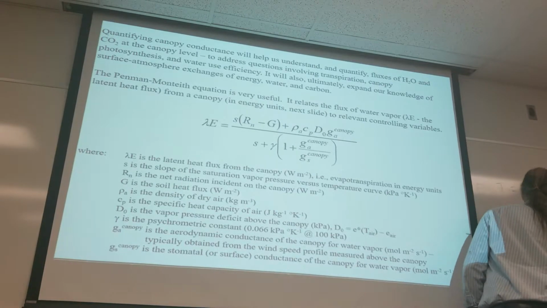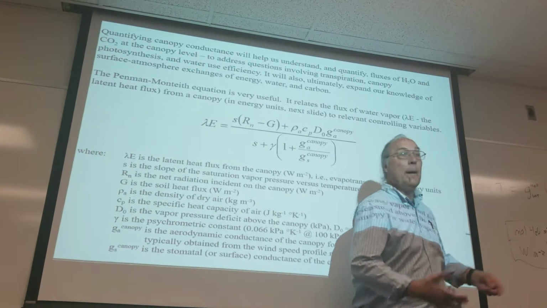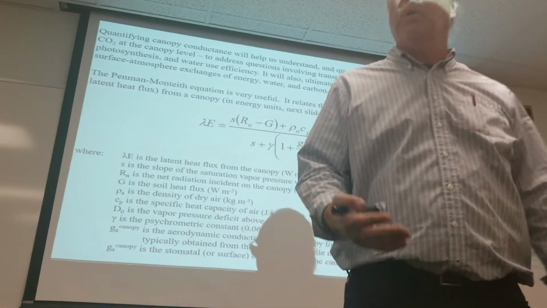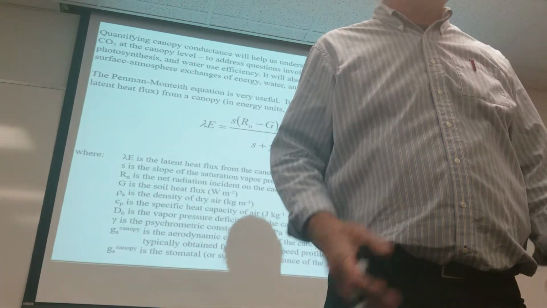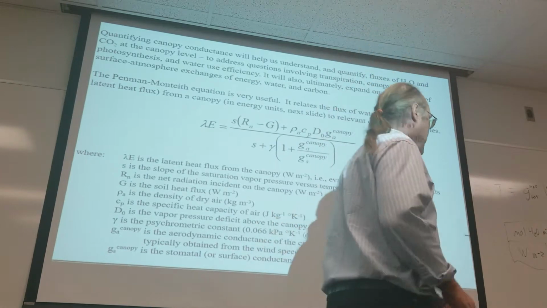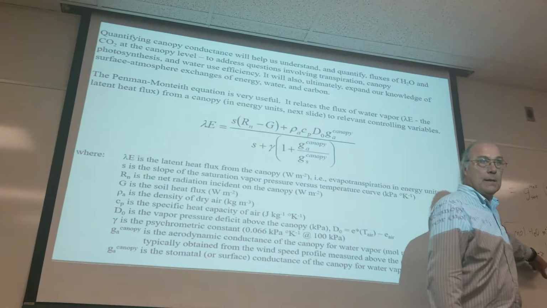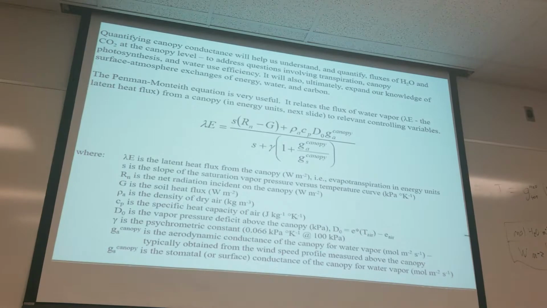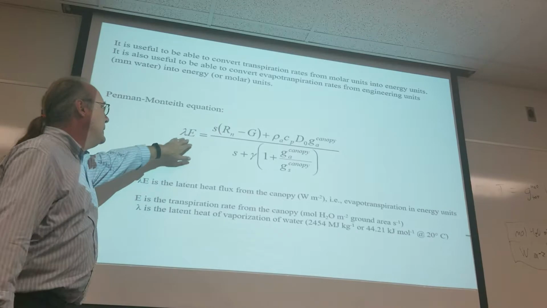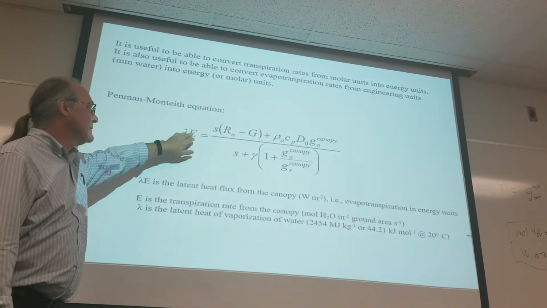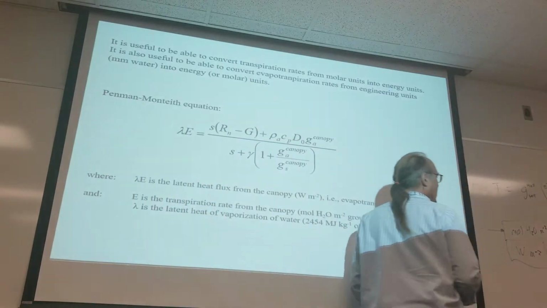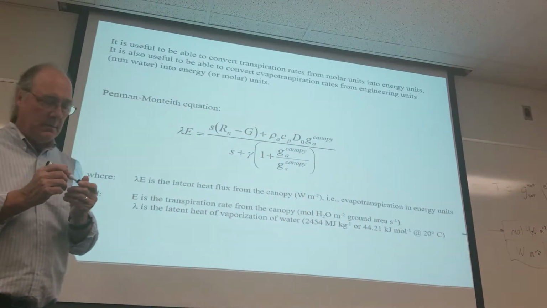How do you convert from a molar unit or a mass unit, like let's say we have 500 grams of water per square meter per second. How do you convert that into an energy unit? Watts per square meter, which is joules per meter squared per second. Well, in the way you usually see it in Penman-Monteith, we have this lambda E. E is the transpiration rate from the canopy in molar units or in mass units.